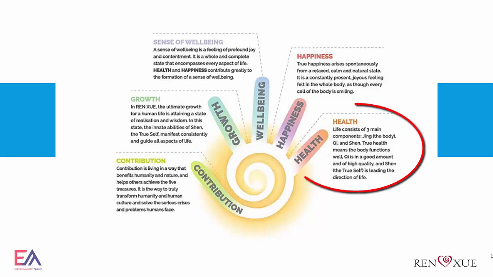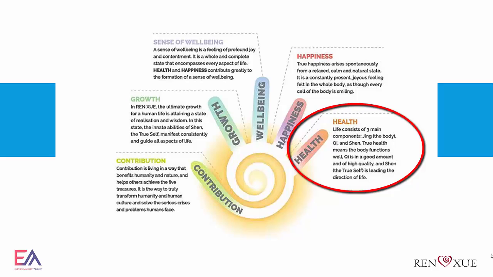The next one, health. In Ren Shui, we say that life consists of 3 main components: Jing, which is the body, Qi, and Shen. True health means the body functions well, Qi is in a good amount and of a high quality, and Shen, the true self, is leading the direction of life.